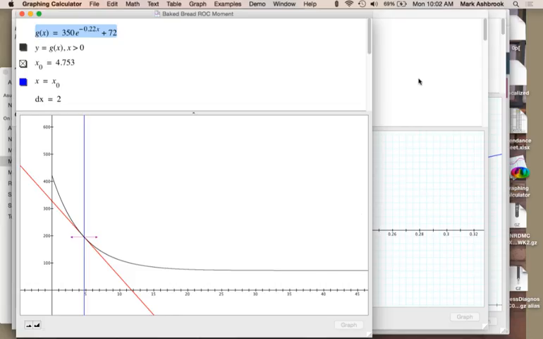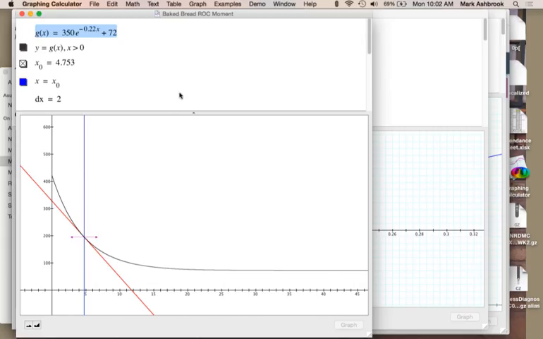The curve is showing the temperature of the bread, the dependent y-axis, as a function of time since the bread was removed from the oven. So that's the black curve. And we're pinpointing the time 4.753 minutes after we pulled the bread out of the oven.